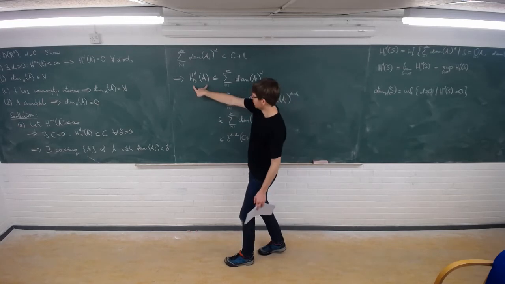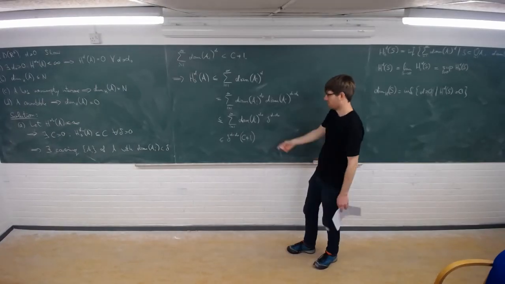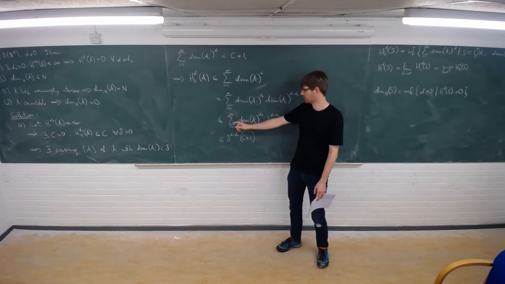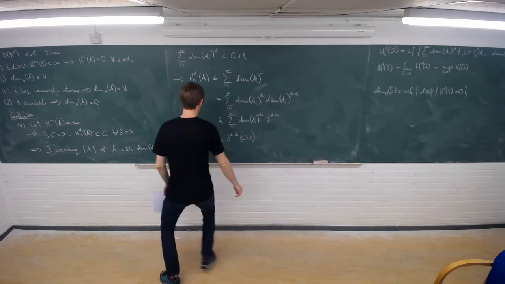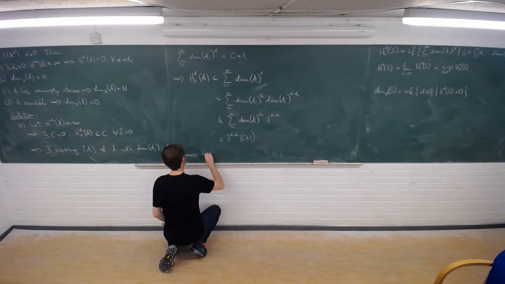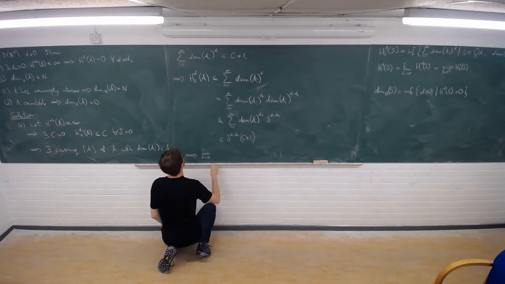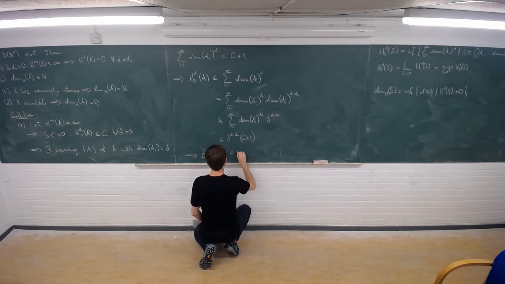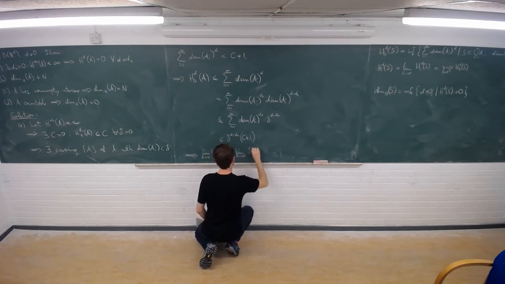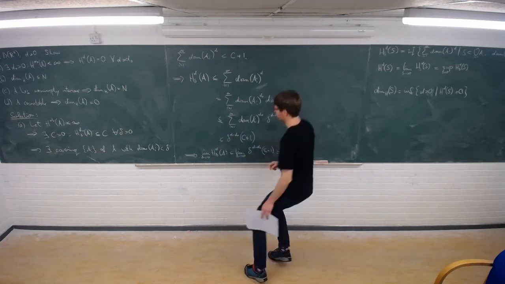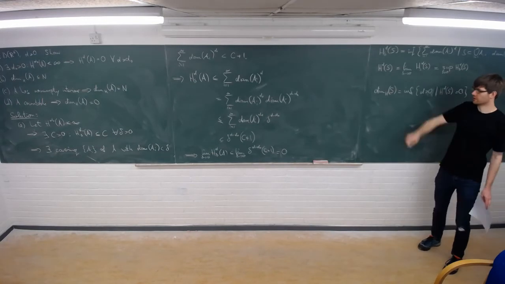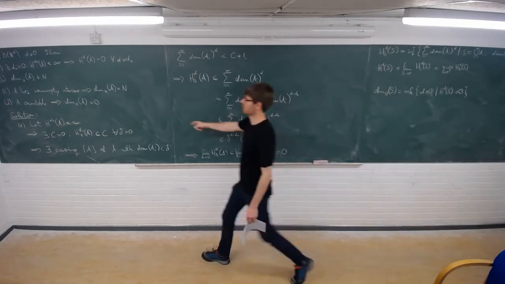Now we know that HD delta of A is bounded by a constant times delta to some positive power. So now if we let delta go to 0, this will go to 0. So this implies that the limit as delta goes to 0 of HD delta of A is less than the limit as delta goes to 0 of delta to the power D minus D naught times C plus 1, which is 0. But now, by definition, this left-hand side is just equal to HD of A. So we've shown that HD of A is 0.